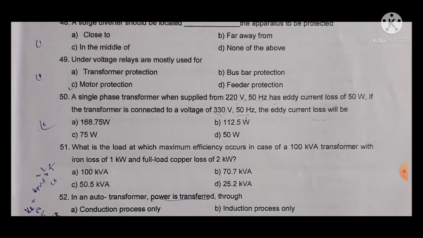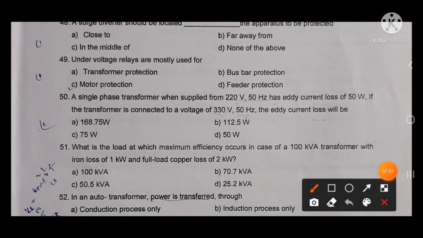Under voltage relays are mostly used for motors, because if a motor under voltage occurs, then it will draw very high current. So for motor protection purposes, an under voltage relay is provided. Next, a single phase transformer when supplied from 220 volt 50 Hz has eddy current losses of 50 watt. If the transformer is connected to a voltage of 330 volt 50 Hz, what will the eddy current losses be? So friend, you just see here in the 220 volt case the loss is 50 watt, and for the 330 volt case you just take it as X.